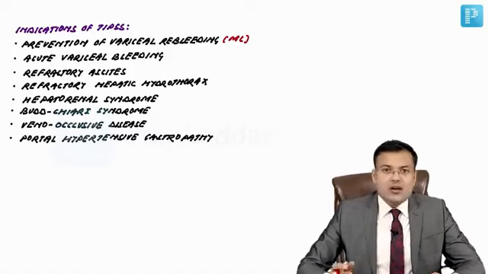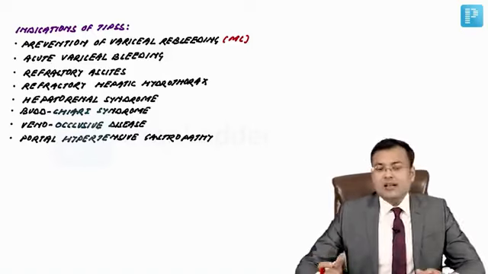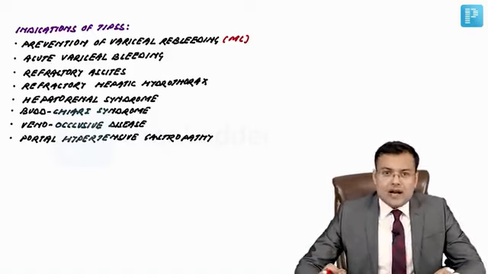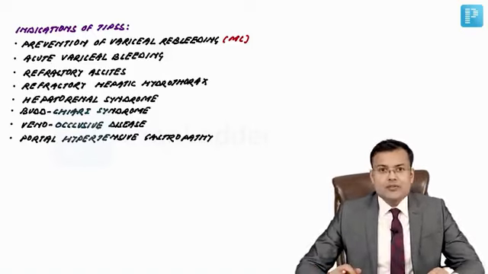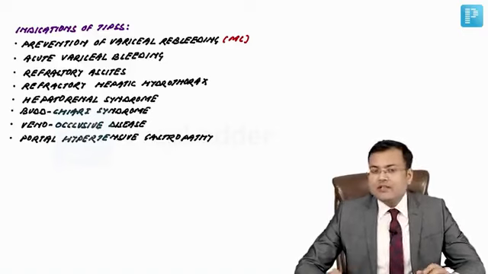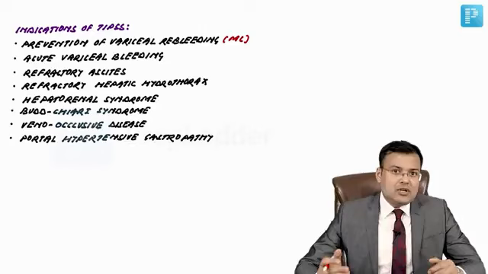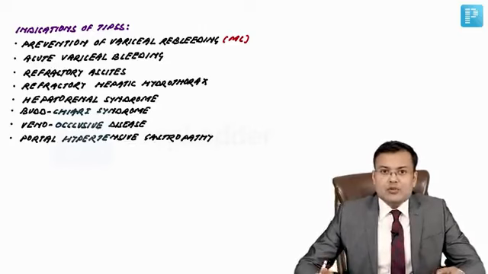Other indications are acute variceal bleeding. If the patient is having refractory ascites, refractory hepatic hydrothorax, or hepatorenal syndrome. In patients with Budd-Chiari syndrome or veno-occlusive disease, we can go for TIPS. And in portal hypertensive gastropathy also, there is increased portal pressure. You perform TIPS and the patient is going to improve.